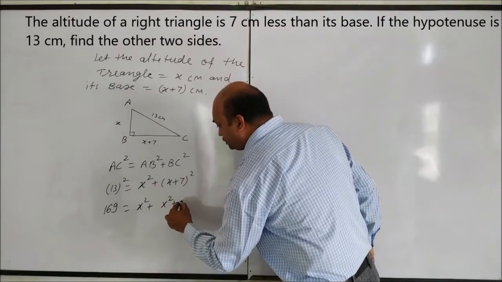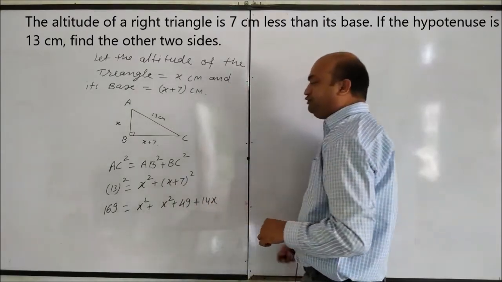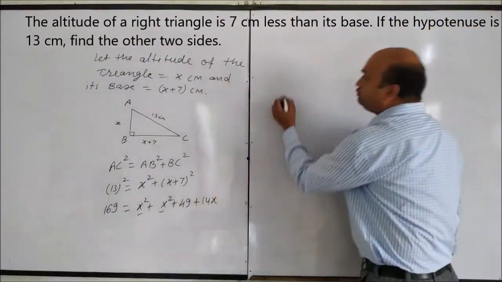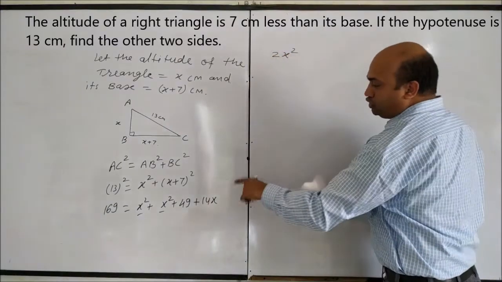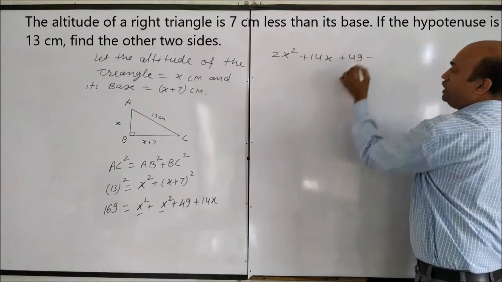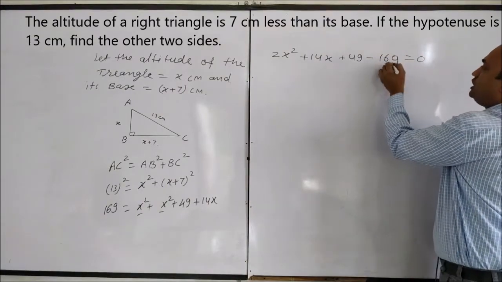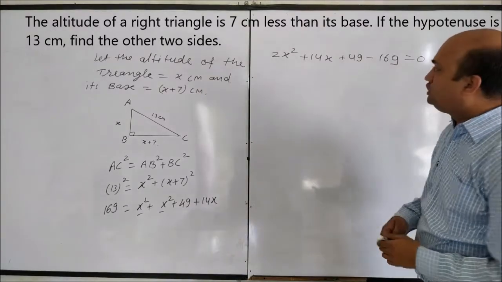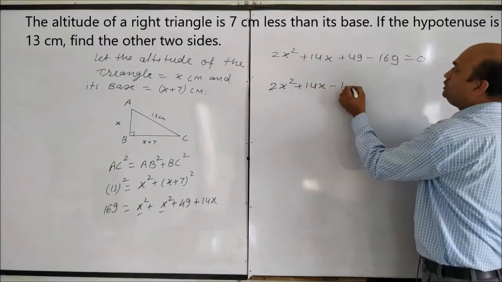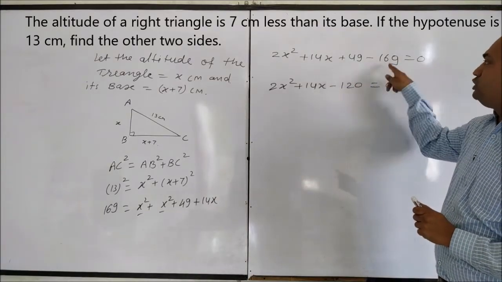It is x square plus 49 plus 14x. Okay, this 169 also we shift here, and this x square and x square will become 2x square plus 14x, same plus 49, that also same, and 169 we shift here, it is minus 169 equal to 0. That is 2x square plus 14x minus 120 equal to 0. Okay, from 169, 49 we subtract to get 120.